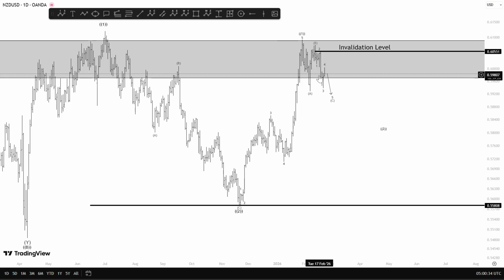So for now, this is our expectation. We're expecting 5 swing in here, which is 5 subwave of this diagonal pattern unfolding.